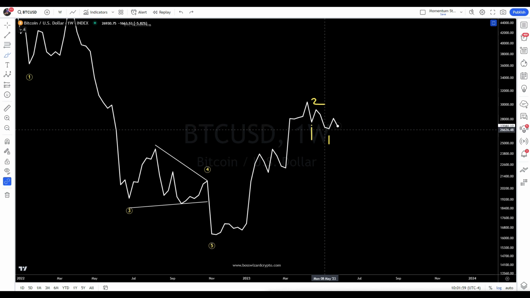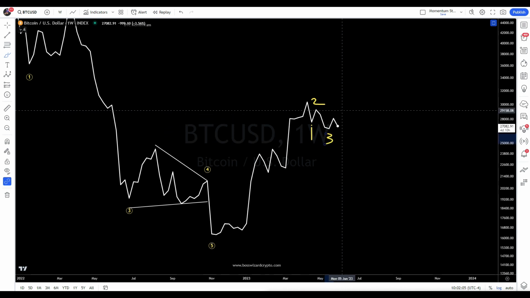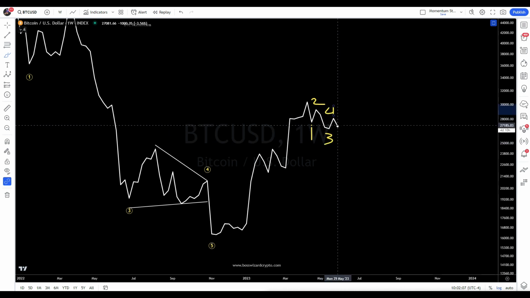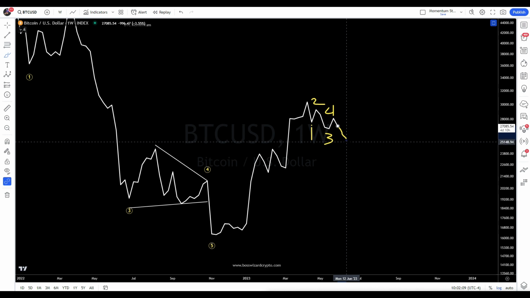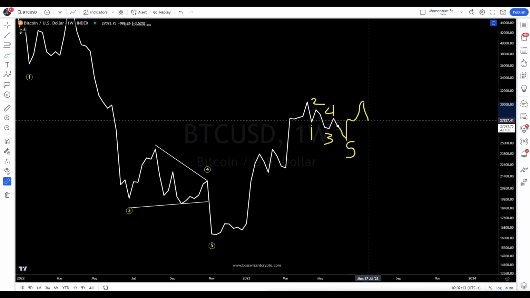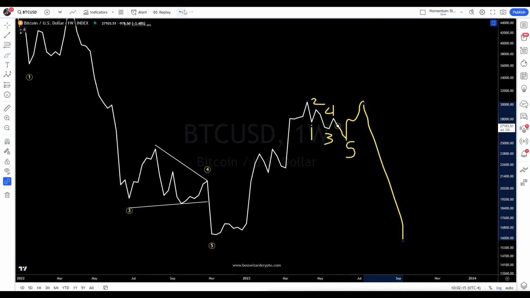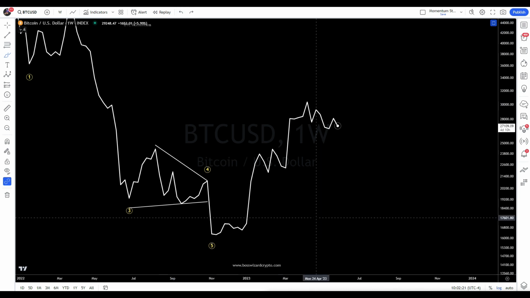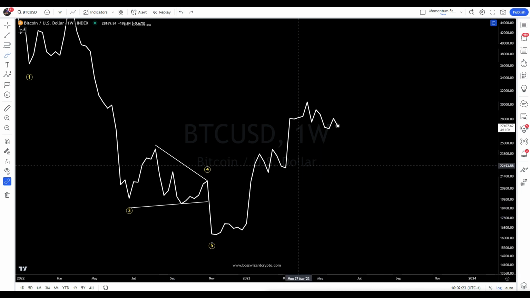Or the alternative is if we need to waste more time, diagonaling, this will come down like so. And then you'll just get a 3-wave, and then continue on. It depends how much time we need to waste, right? We'll find out real soon. I'll tell you that much. Real soon.